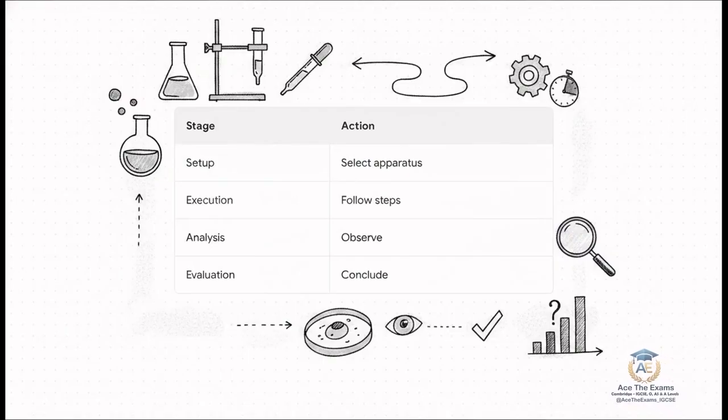And this builds seamlessly into your experimental skills framework, because you aren't just memorizing here, you're actively doing science. First, you set up your experiment by selecting the appropriate apparatus. Then, you execute by following sequential instructions really carefully. Next, you analyze by making accurate observations. And finally, you evaluate those findings to identify anomalies and draw solid, evidence-based conclusions. Mastering this procedural flow ensures you capture literally every single practical skill mark available.